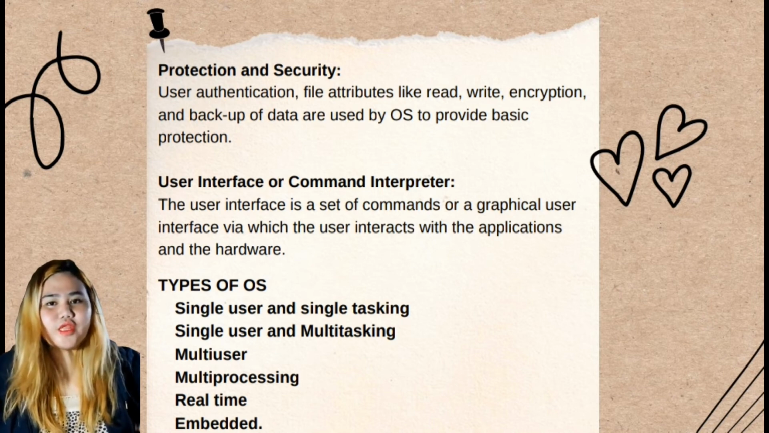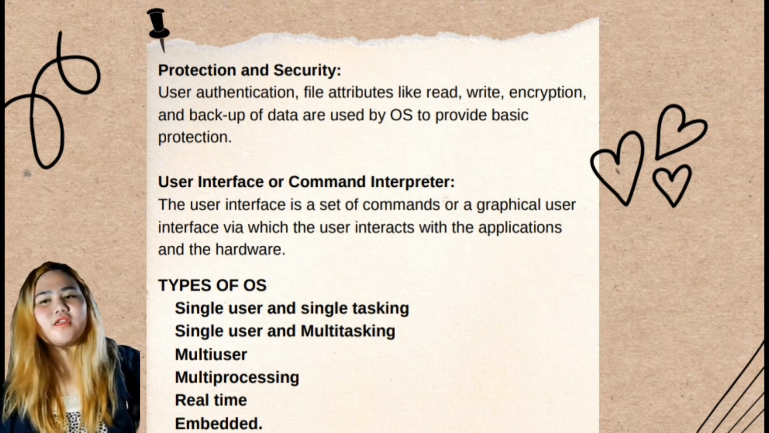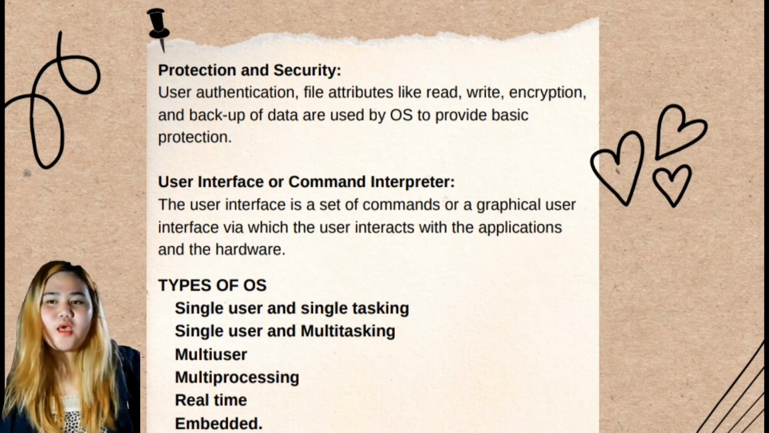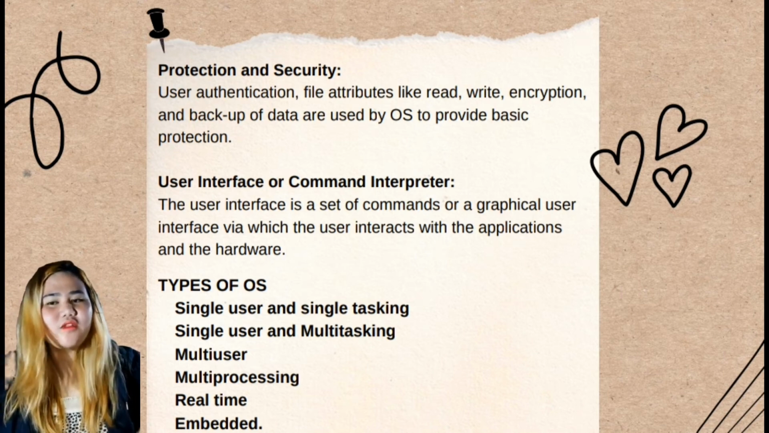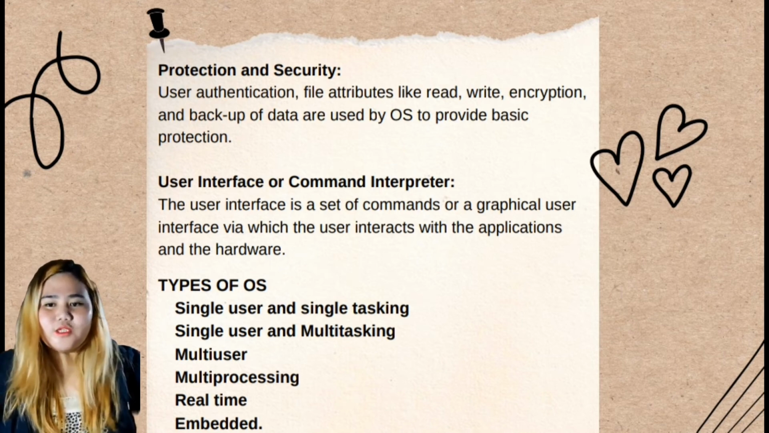Protection and security. The OS protects the resources of the system. User authentication, file attributes such as read and write, encryption, and backup of data are used by the OS to provide basic protection.